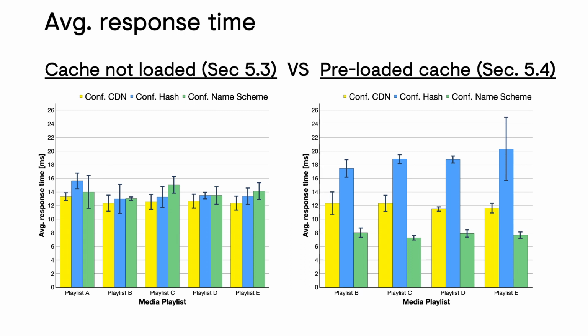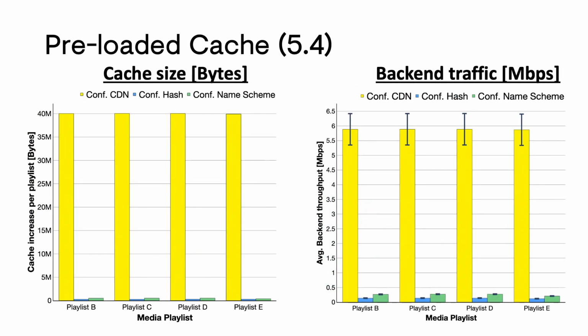But then after playlist A, if playlist A is loaded in the cache, you can already see the benefits of the approach. Here we see that the naming scheme, because it can deduplicate objects, will have a lower response time, while the hashing-based approach and the CDN-based approach will have a larger response time. This is the case where the cache was already loaded with one previous playlist, so a lot of the duplicated content is already cached using the hashing approach or the naming scheme approach.